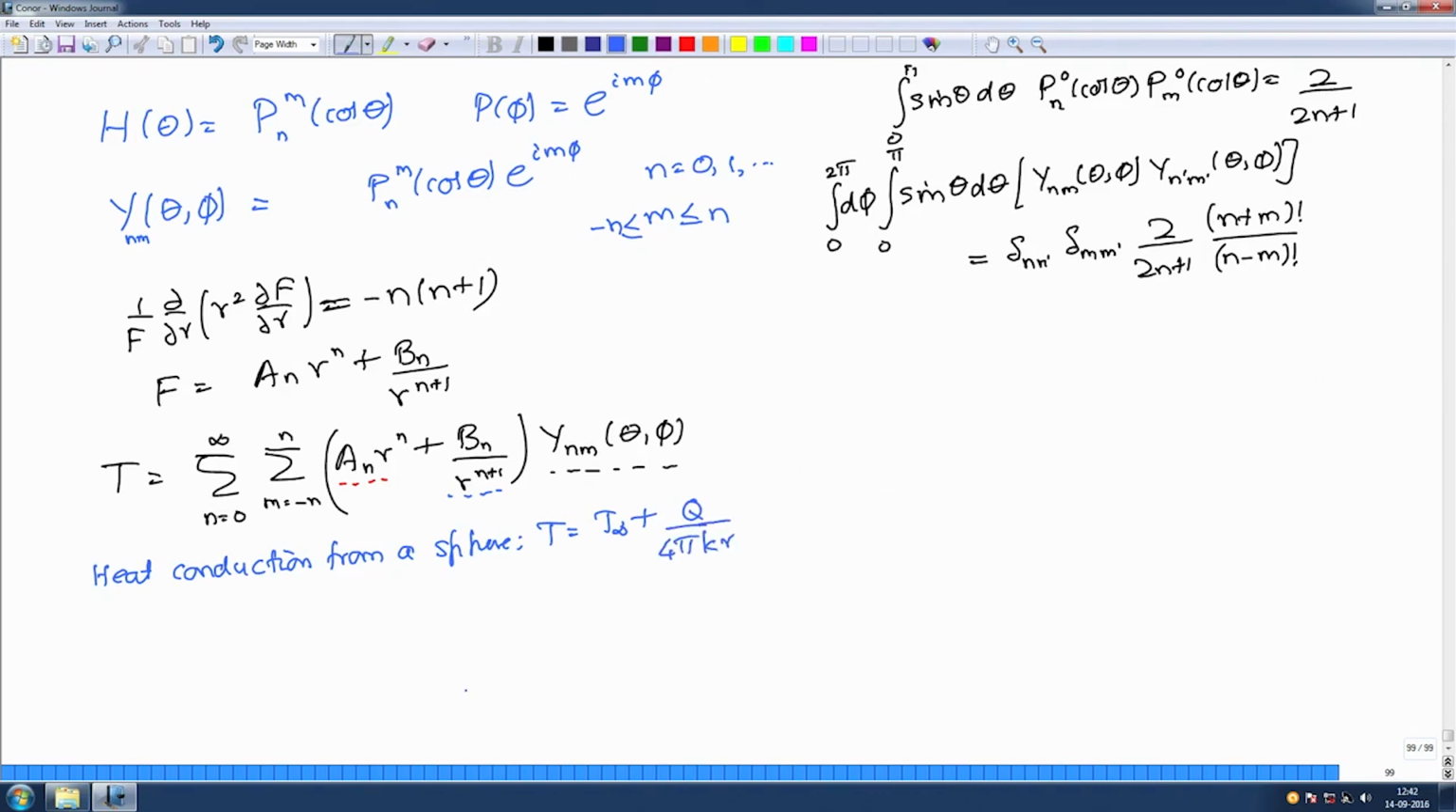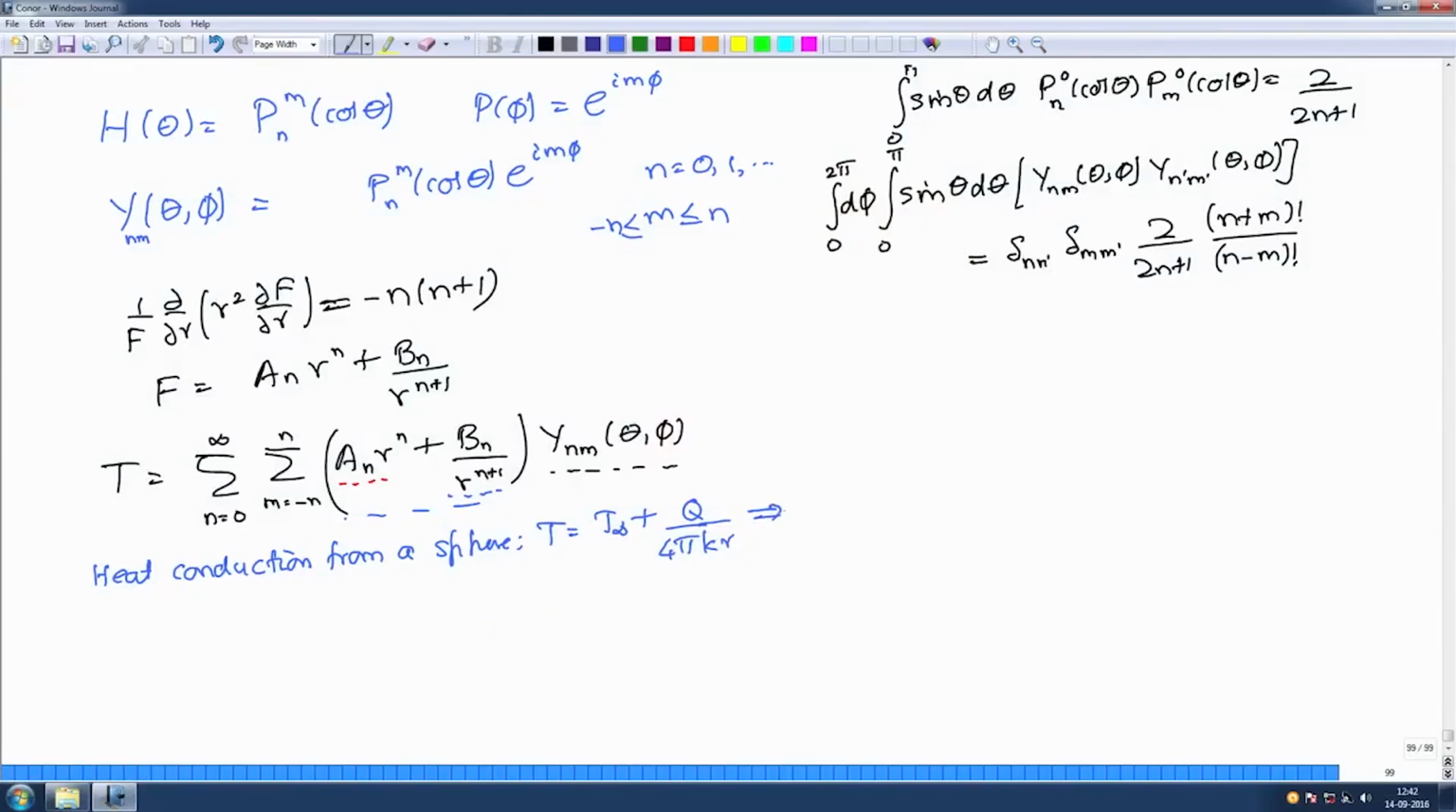This corresponded to this solution for n is equal to 0, because for n is equal to 0, the growing harmonic is just a constant, r power 0, the decaying harmonic goes as 1 over r, and there is no dependence on theta and phi. P0 was 1, and when n is equal to 0 there is no dependence on theta or phi. Therefore, this corresponded to the solution for n is equal to 0.